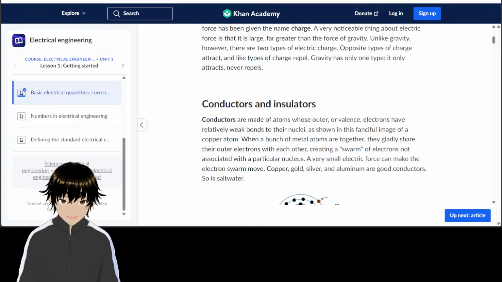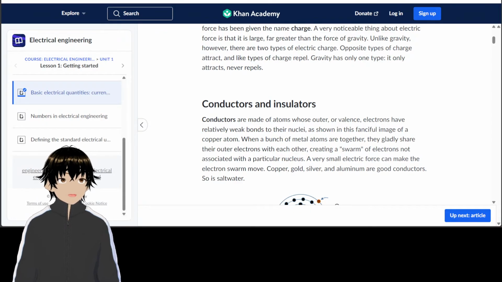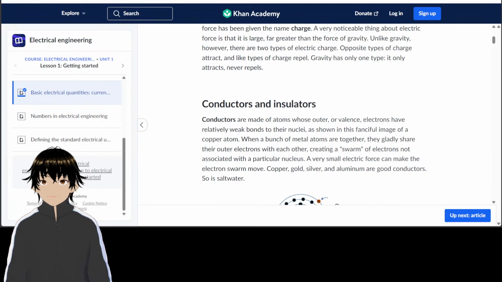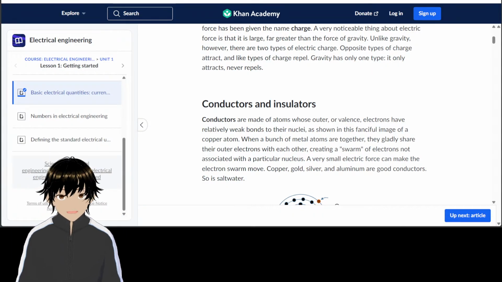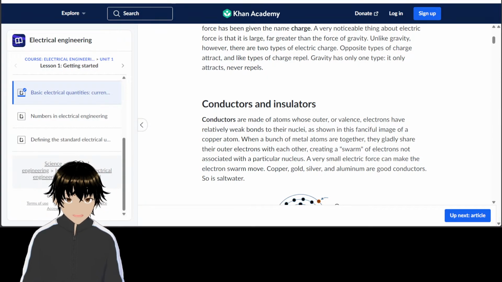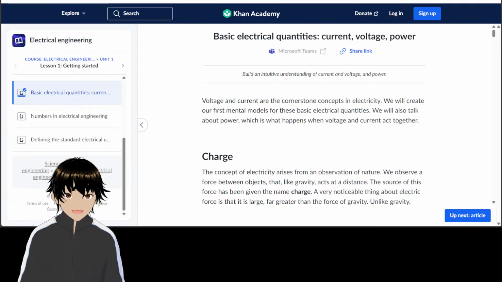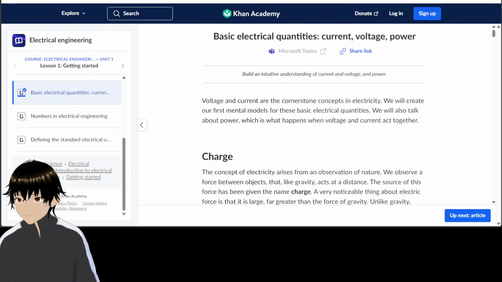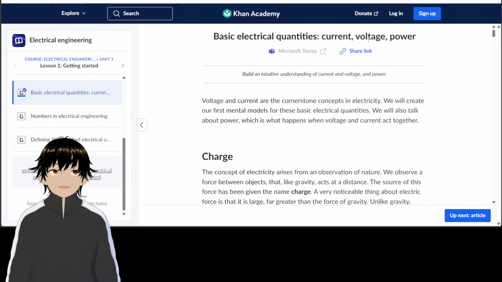For today's topic, we're going to be studying a little bit more electricity, because apparently I haven't got a sufficient amount of knowledge the last time that I studied this. So I'm just going to study some more, just for fun. I'm going to set a timer for myself. Okay, we're going to have 15 minutes. Good. So, basic electrical quantities.